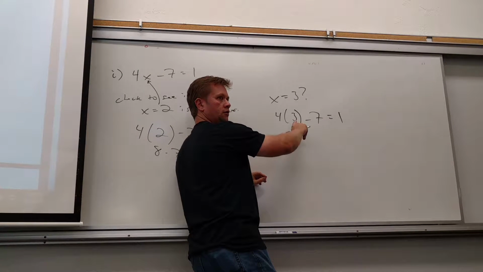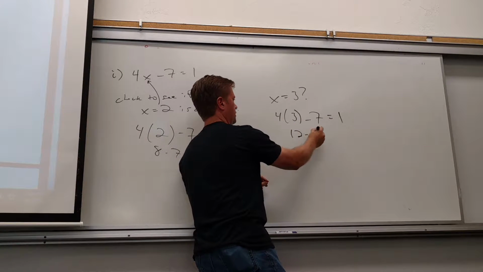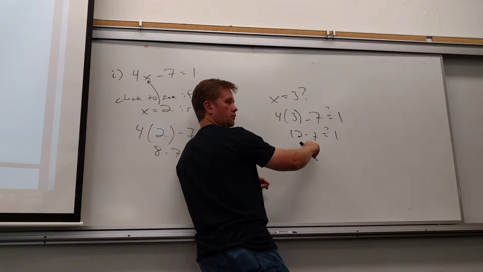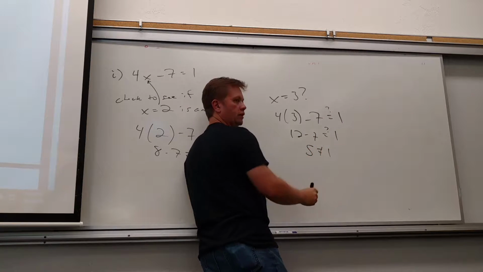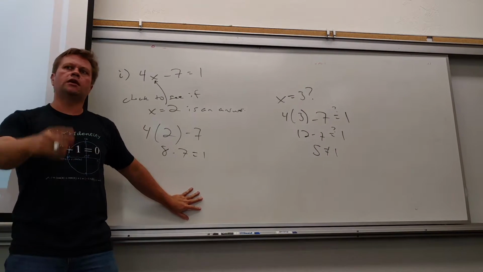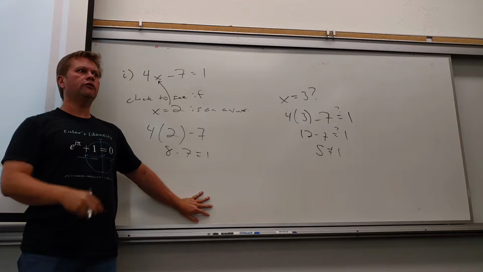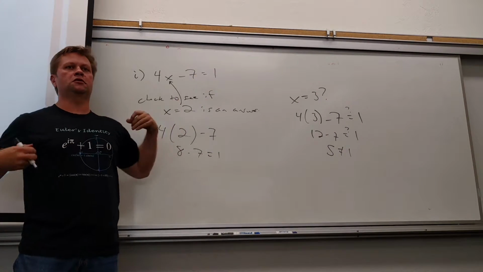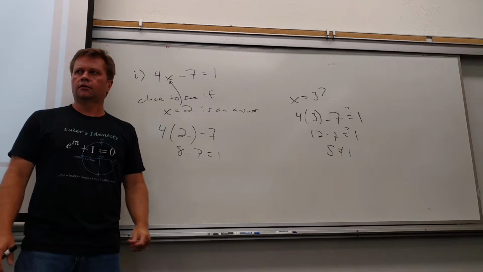Well, let's see. 12 minus 7. Sometimes you have a little question mark there. We're checking it. 5 does not equal 1. Therefore, 3 is not a solution, because it doesn't make it true. I like it. So whenever we solve an equation, we're trying to figure out what value of x makes this statement true.